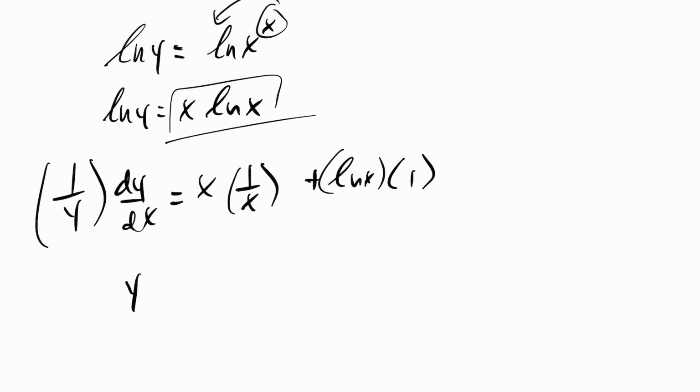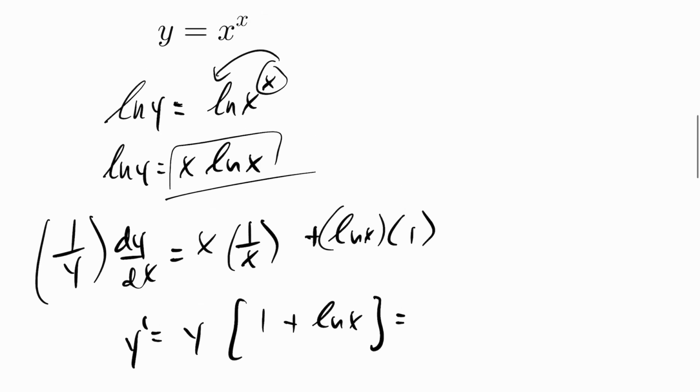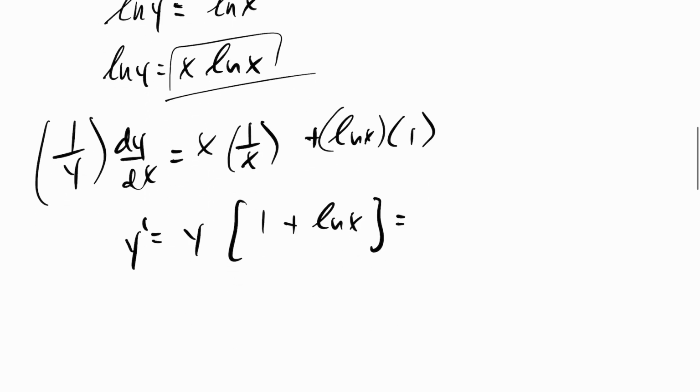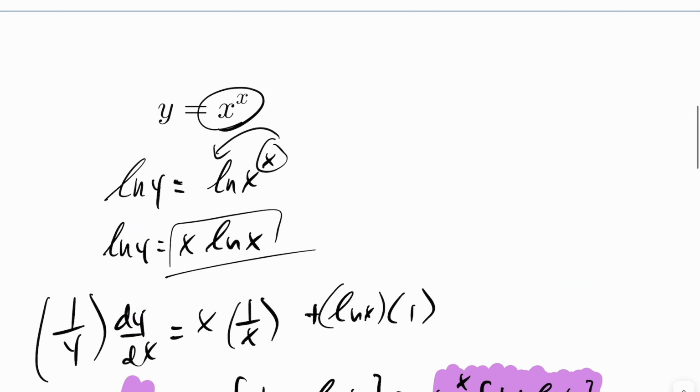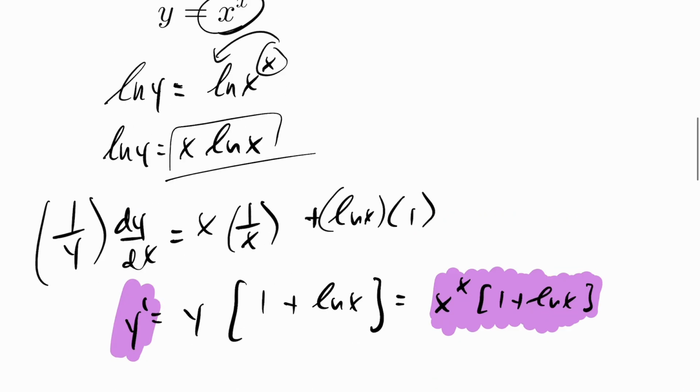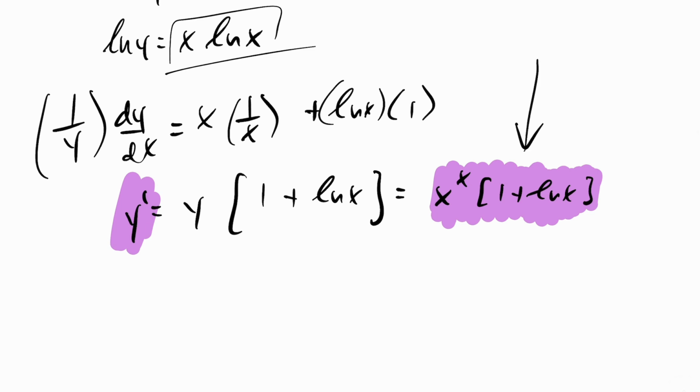So here I end up getting y prime equals y times 1 plus the ln of x. And we just discovered above that y is equal to x to the power of x. So this is going to be x to the power of x times 1 plus the ln of x. Therefore, in this case, y prime is x to the power of x times 1 plus the ln of x. And again, you can see an unanswerable question becomes answerable using logarithmic differentiation.